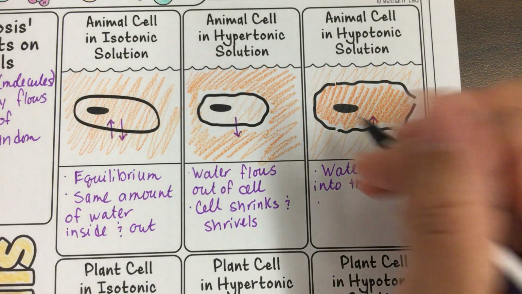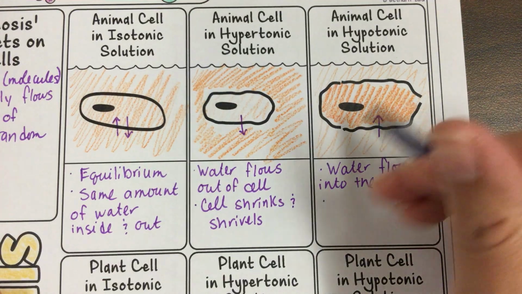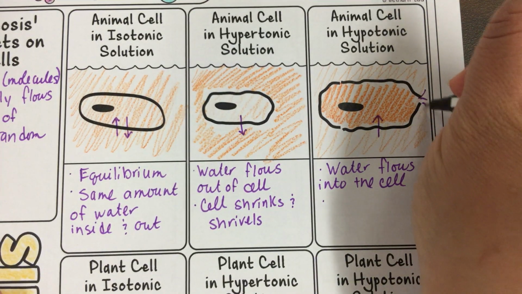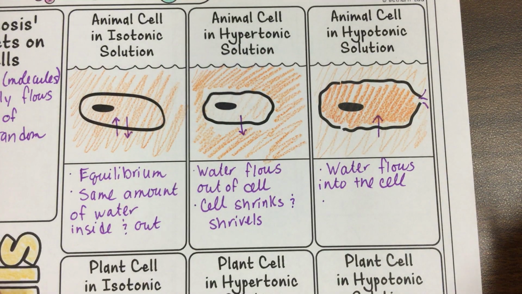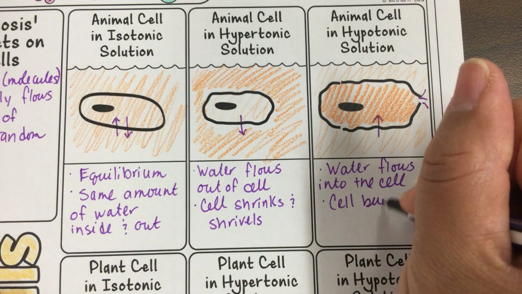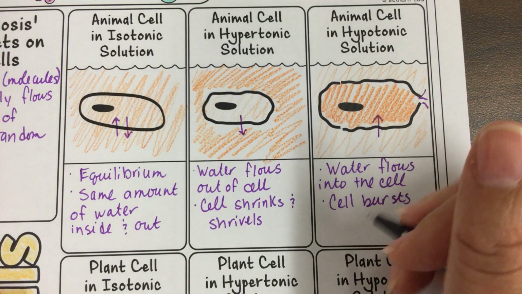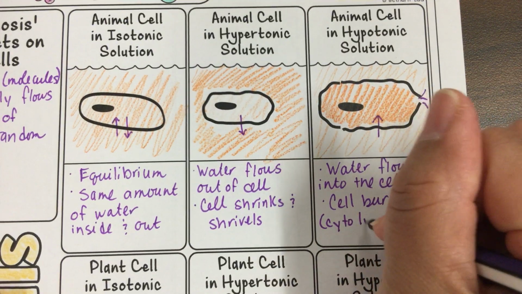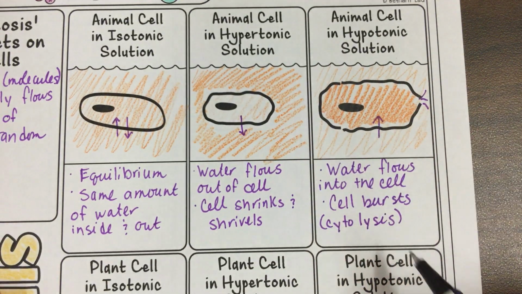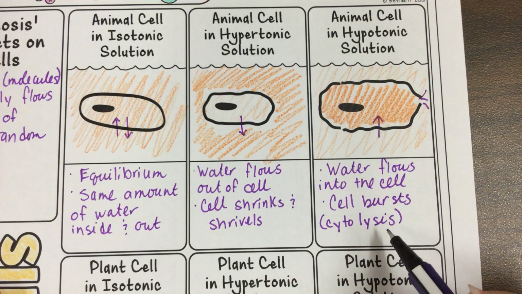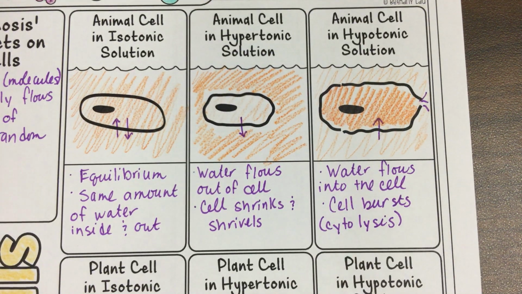So the problem with this is that we don't have a cell wall. There's nothing keeping this membrane intact. And so you can see right here, that membrane opened. What ends up happening is the cell bursts, it lyses. And so that's called cytolysis. Remember I told you lysis means to break, cyto is cell. So the cell breaks, the cell bursts. So these are for animal cells.